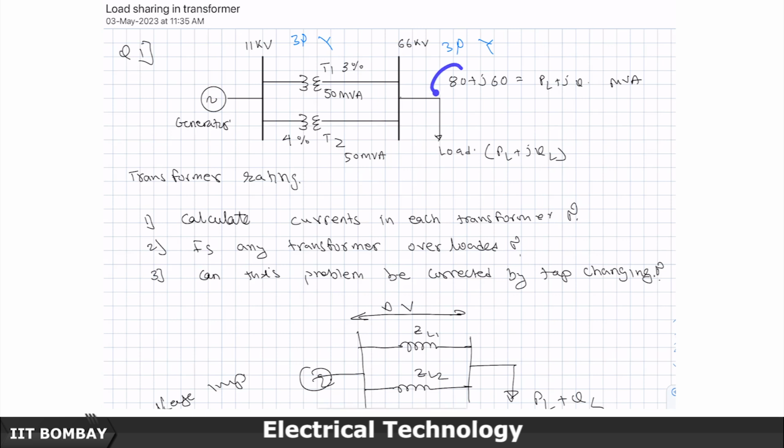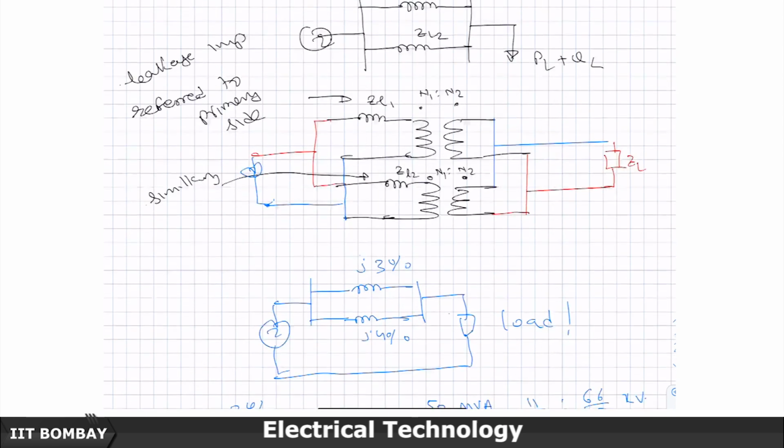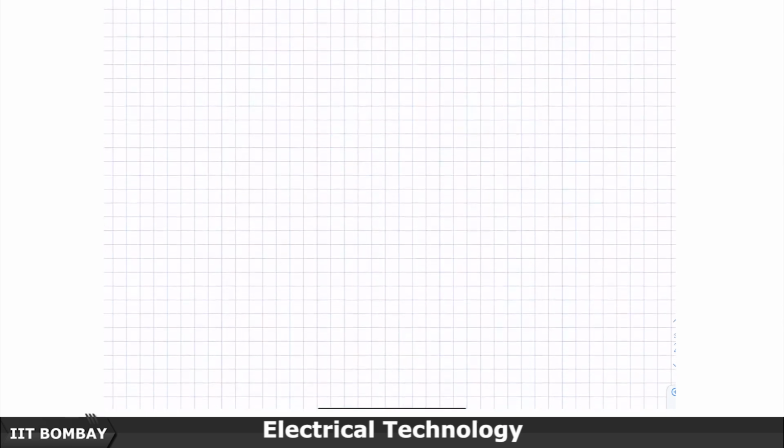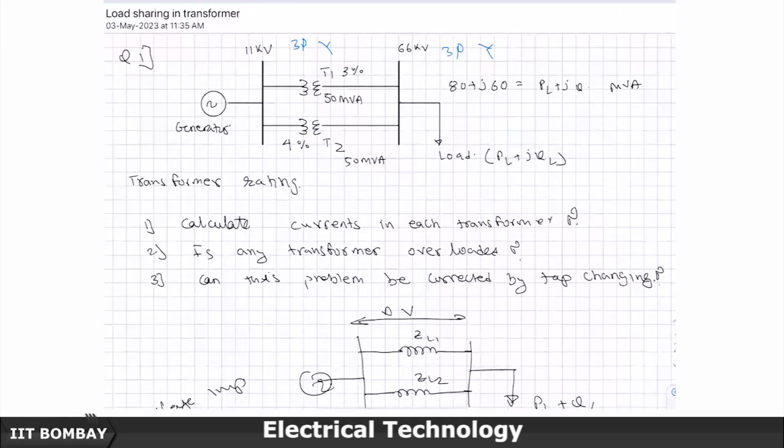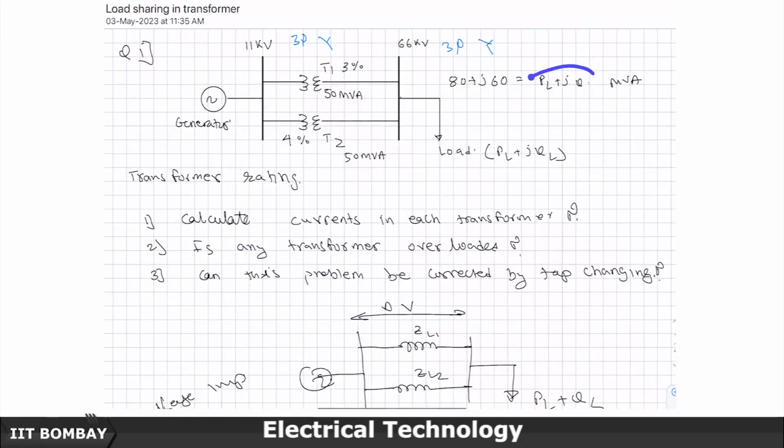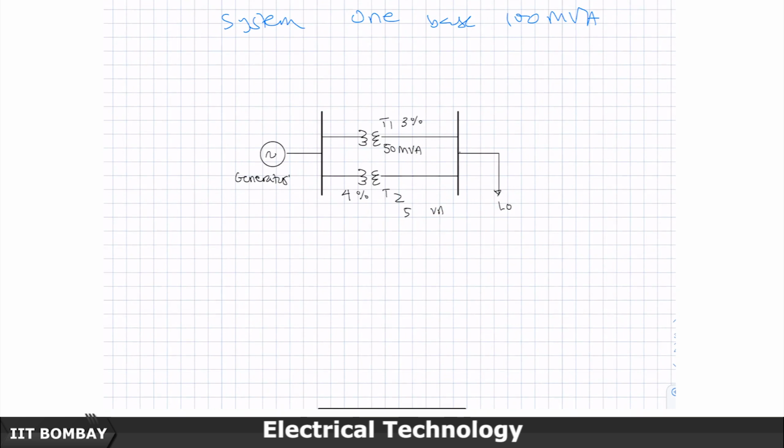So, from the load side, when I am doing a system level study, every equipment may have a different rating, but as a system I will take one base. In this case I would say my system base is 100 MVA. So, if my system base is 100 MVA, I am going to copy this figure and take it down.